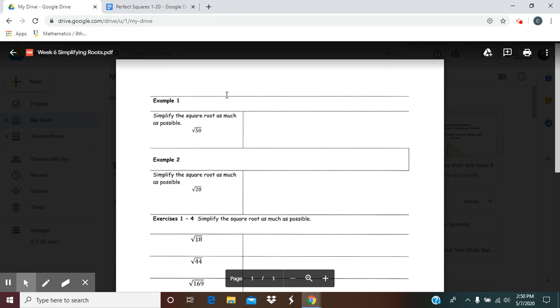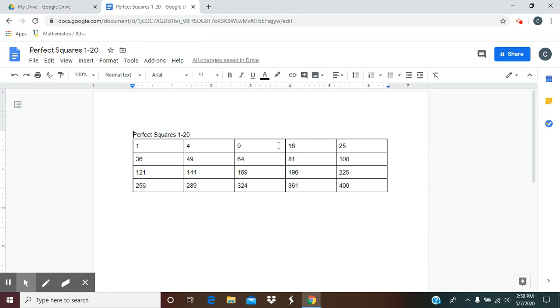Before I start with number 1 though, let's switch over to my other tab. Now, if you have not already made one of these for yourself to use as a reference, I'd recommend it. So this is my list of perfect squares 1 through 20. Now, if you want to write what number squared equals them, I would recommend that if you don't know them already in your head like I do.